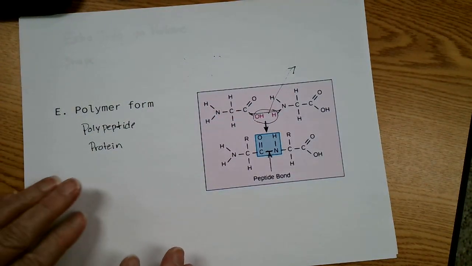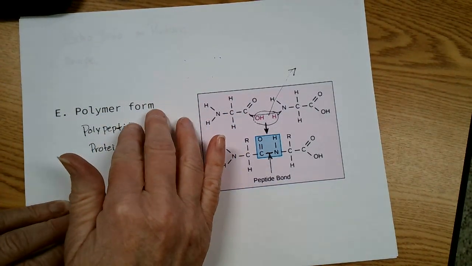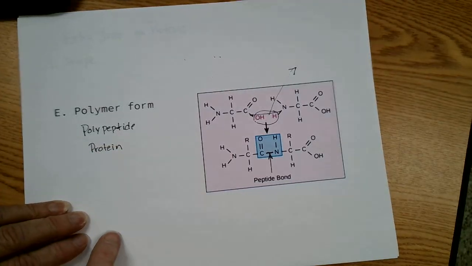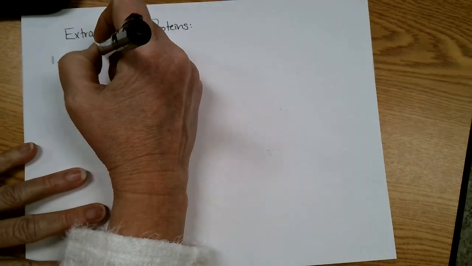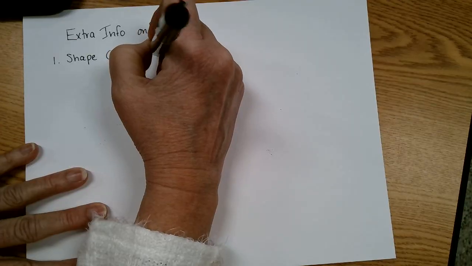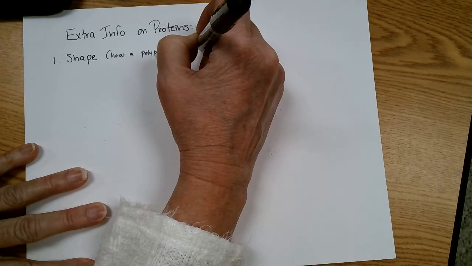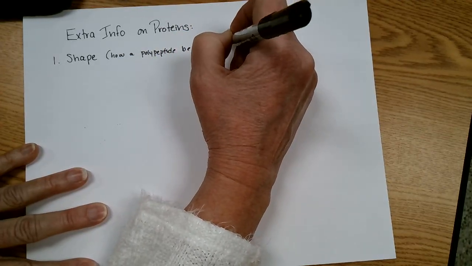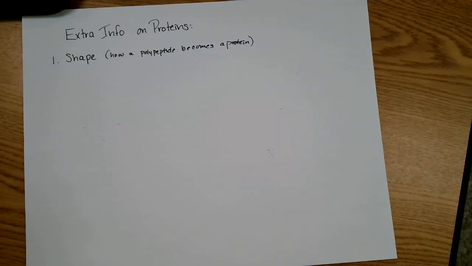And so what we're going to look at is some extra information. So that's it on polymer form, by the way. Peptide and protein, you can use those like synonyms. But what I'm going to show you is the shape of proteins. How does a polypeptide become a protein? Let's write that down. How a polypeptide becomes a protein. Okay, and I'm going to show you how that happens, and it happens in kind of two steps.